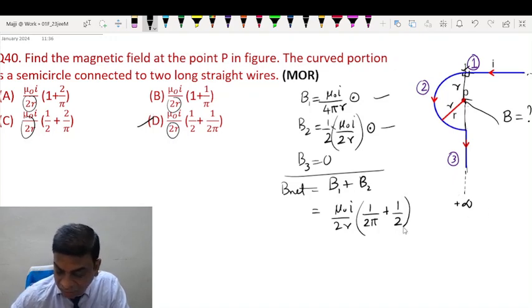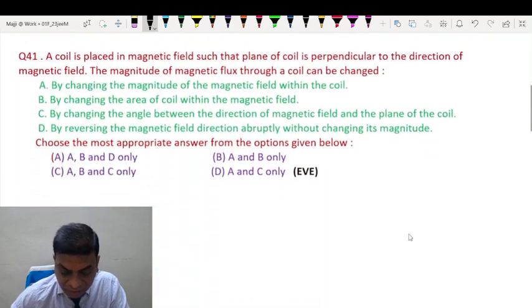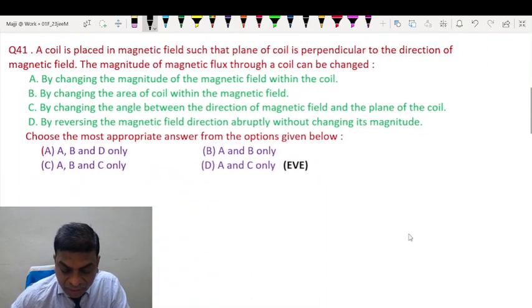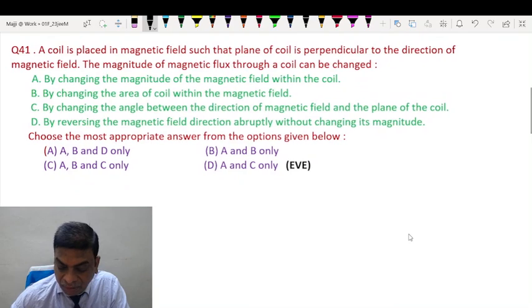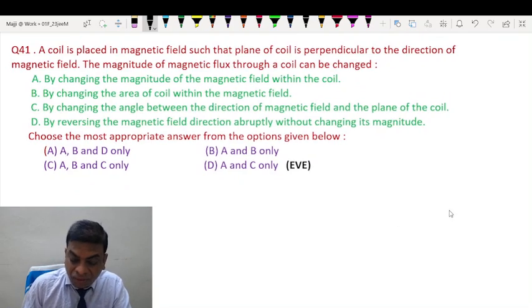Right, students, moving on to the next question. A coil is placed in a magnetic field such that the plane of the coil is perpendicular to the direction of magnetic field. The magnitude of magnetic flux through the coil can be changed.